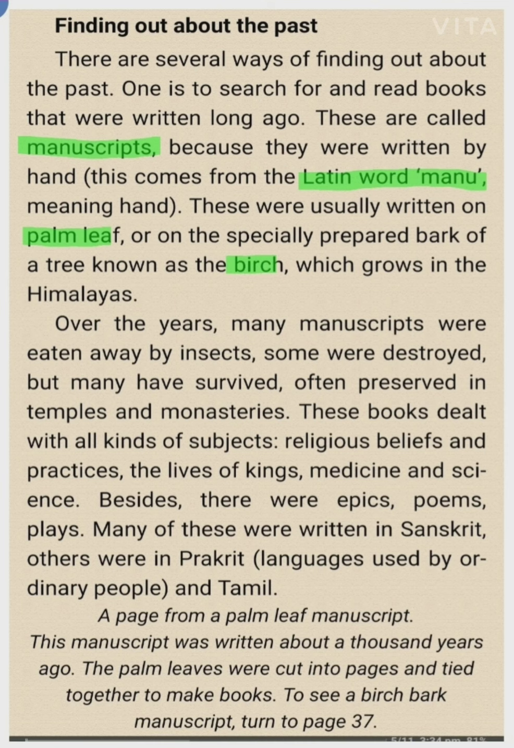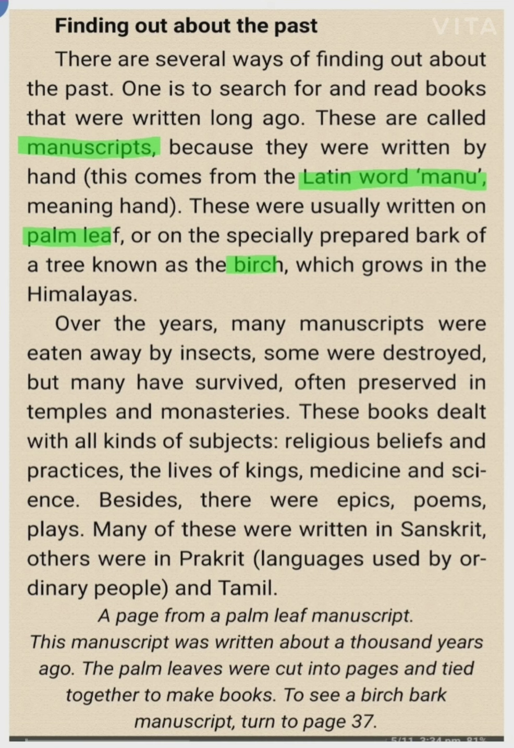These books deal with all kinds of subjects, such as religious beliefs and practices. From that we get to know about the religions that prevailed during those times and the religious practices of the people. We also get to know about the lives of kings, their daily routine, when they fought wars, and their techniques to manage the city.